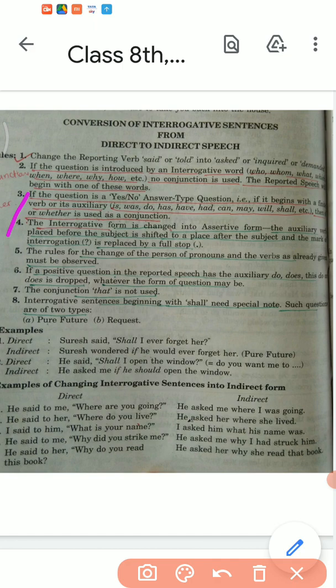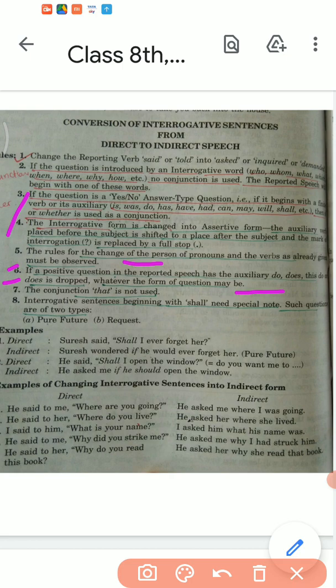Alright. Now in the fifth rule, the rules for change of the person of pronouns and the verb, as already given, must be observed. ये तो आपको ध्यान रखना ही होगा. In the sixth point, if a positive question in the reported speech has an auxiliary, do or does, this do or does is dropped, whatever the form of question may be. अगर आपका कोई एक positive question है reported speech में, and if it starts with a do, does, did, whatever, then whatever the form of question it is, these auxiliaries have to be dropped.